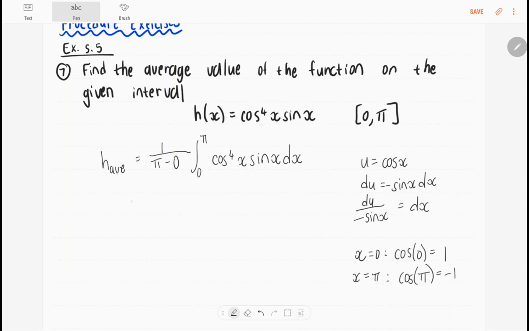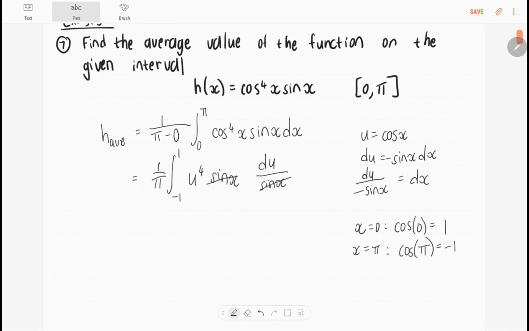So what I have is 1 over pi. Then I have the integral from 1 to minus 1. Then I have u to the 4 sin x negative du over sin x. Right, so those two sins cancel. Then I have a minus here, but what I can do is I can just change my bounds from minus 1 to 1 and then just remove the minus, right?